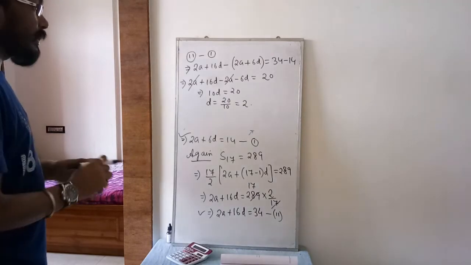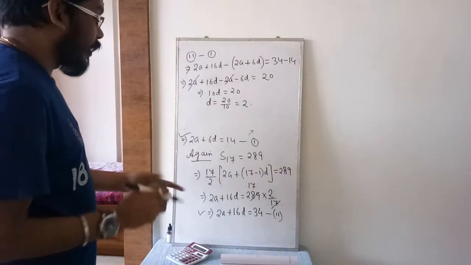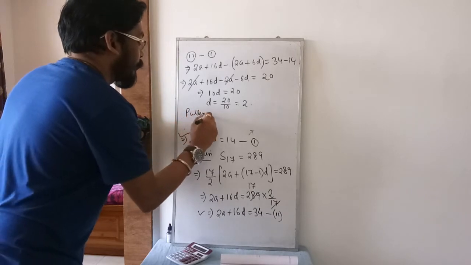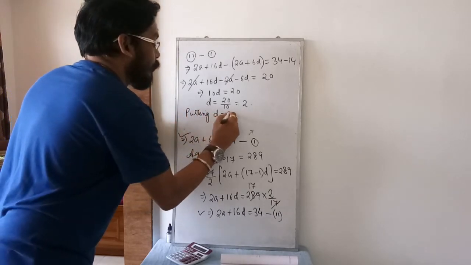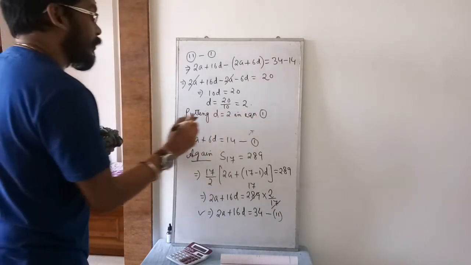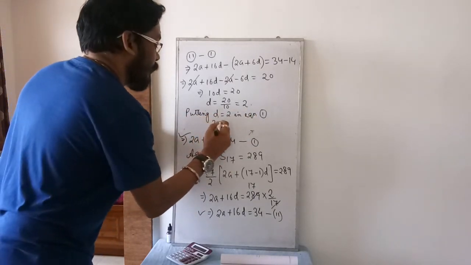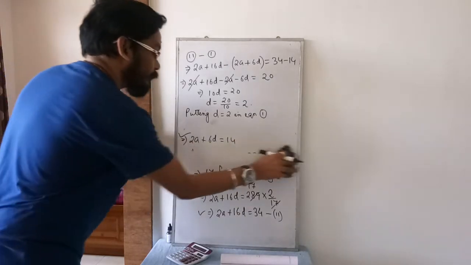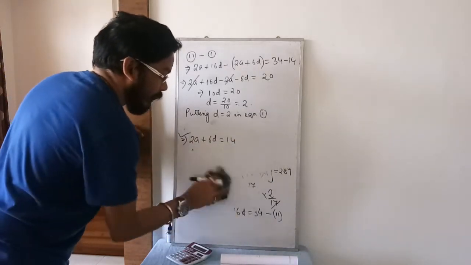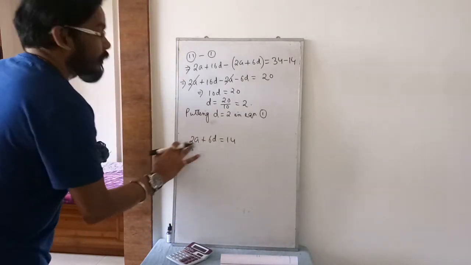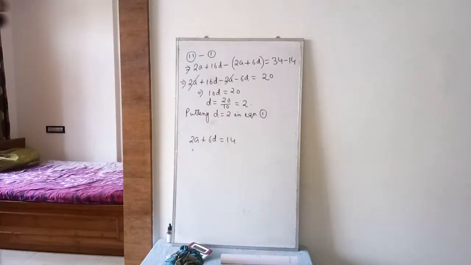Now I'll put this d value either in equation 1 or equation 2. So let me write, putting d equal to 2 in equation 1. What is my equation 1? Let me write it first. It is okay, I can start from here only. So this is my equation 1. I'll put the value in equation 1. Take the screenshot. Hope it is clear.